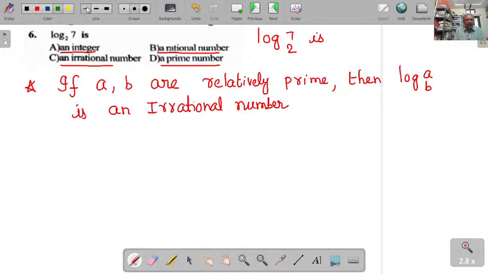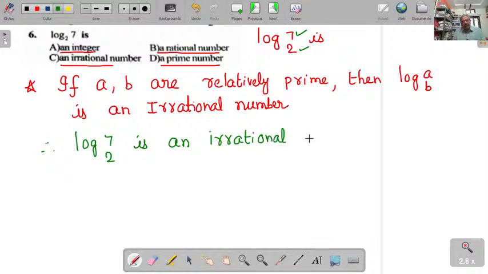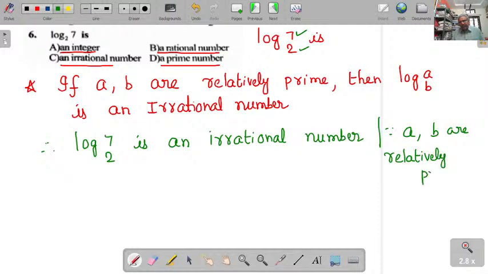So now check these two numbers, 7 and 2. Therefore log 7 to the base 2 is an irrational number, since a, b are relatively prime. So an irrational number is the right answer.